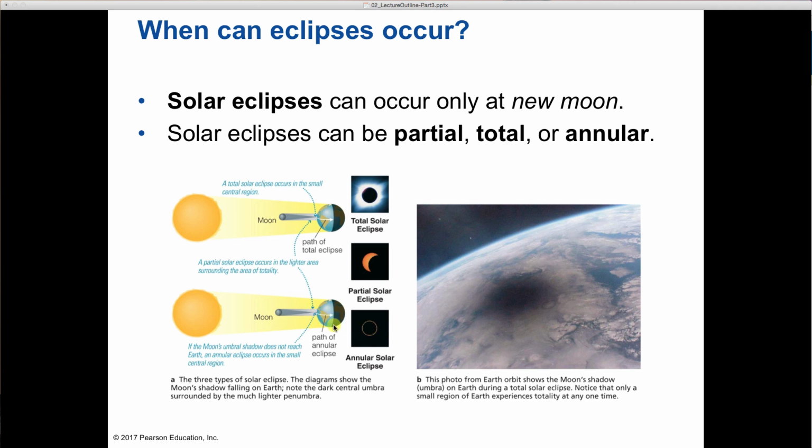But in the annular eclipse, this dark part of the shadow doesn't reach the Earth, but you still have to be in the right position on the Earth, kind of below where that shadow would reach, if it were to reach the Earth. You still have to be in the right place to see this nice annulus, this nice ring of fire around the moon. So solar eclipses are much more rare, mainly because you have to be in the right place to see them. Lunar eclipses are very common.